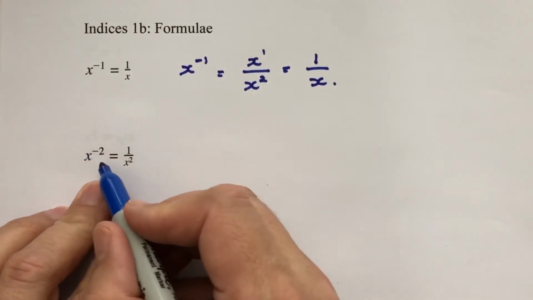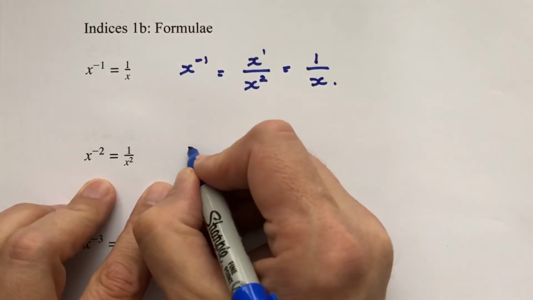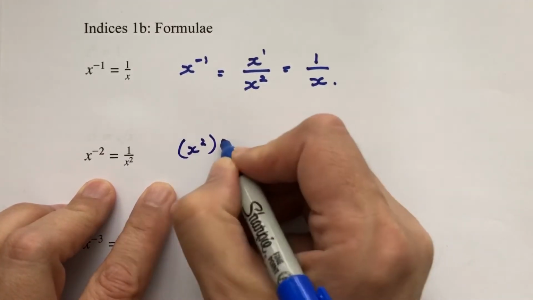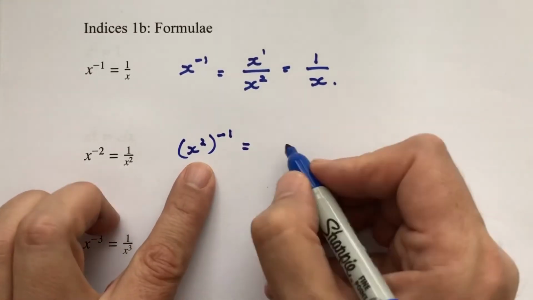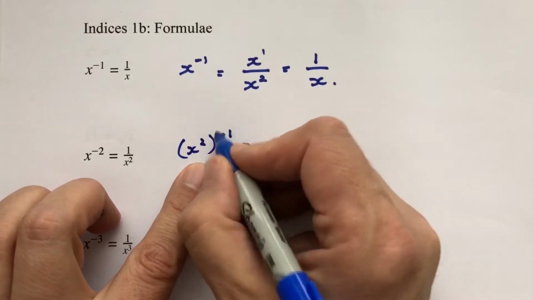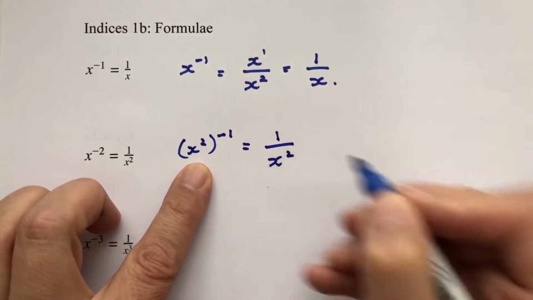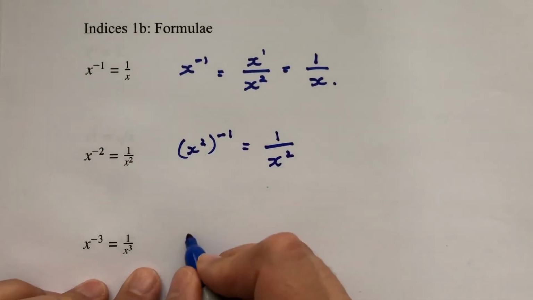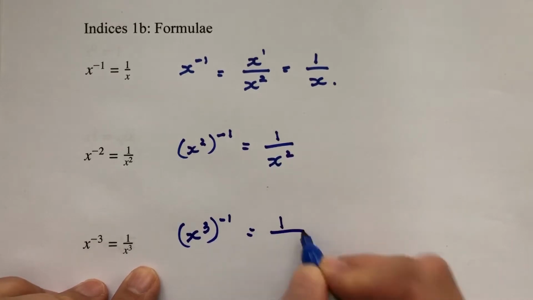Similarly, x to the power minus 2 is 1 over x squared. We could look at this as being x squared to the power of minus 1. So this power means 1 over whatever's inside the brackets. And similarly, here this is x cubed to the power of minus 1, so it's 1 over x cubed.